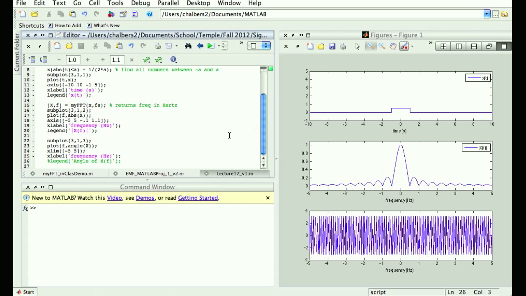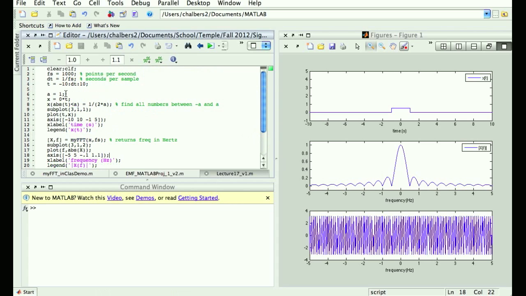But right now I want to vary the value of a. So I'm going to make a bigger, little a. Remember, a is the width of my function.